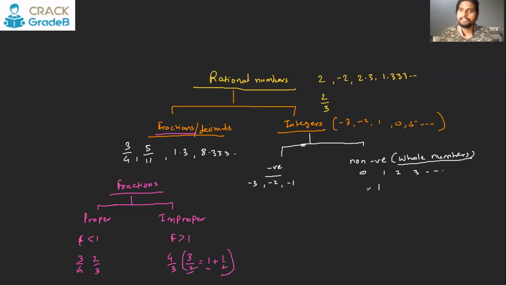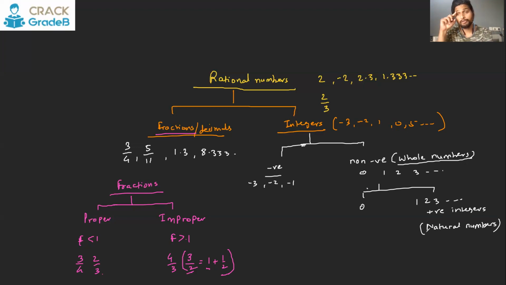Whole numbers can further be divided as 0. If you take out 0 from the whole numbers, what remains is 1, 2, 3. Those are called positive integers or natural numbers. Because you use 1, 2, 3, 4 for counting, so they exist naturally. That is why they are called the natural numbers. So this is how you can bifurcate natural numbers.